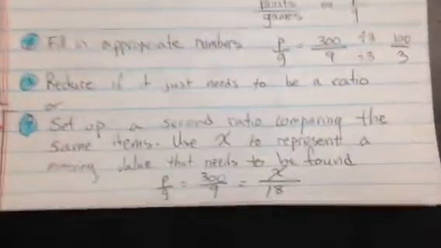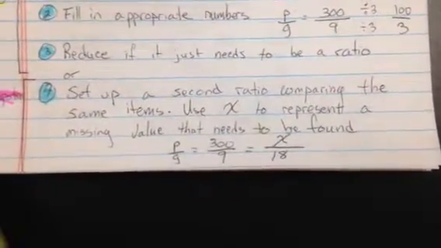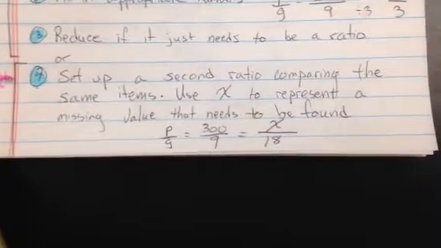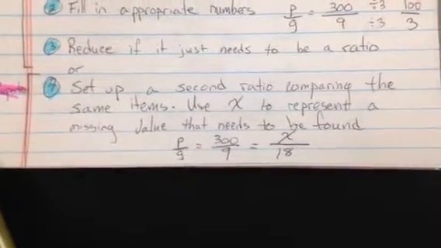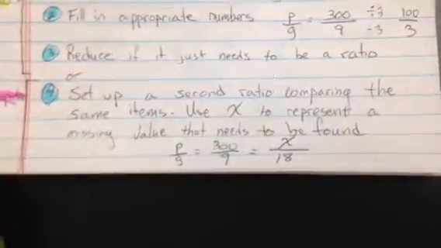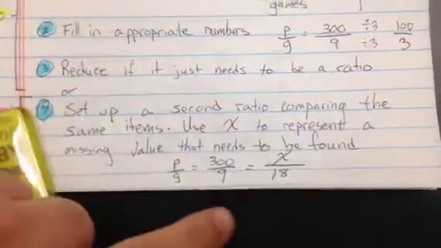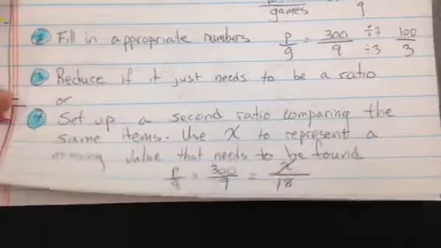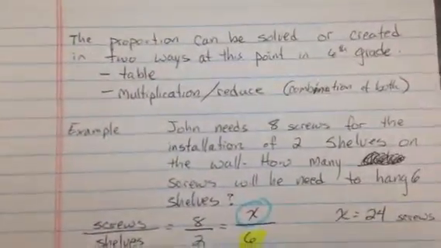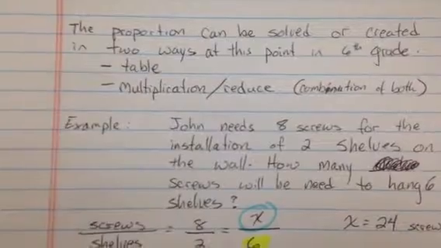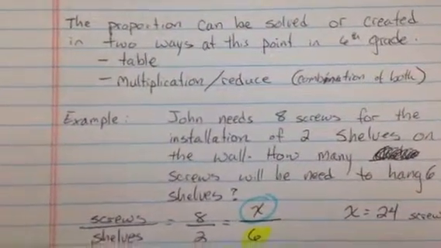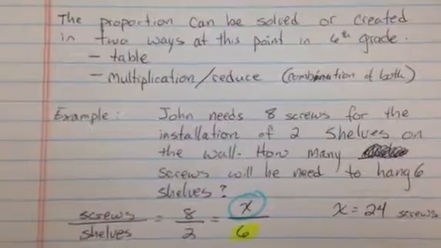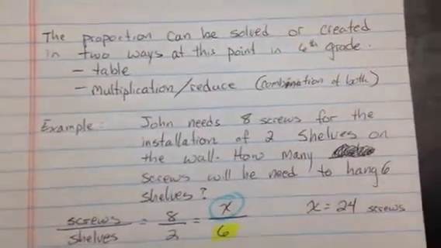But we're going to continue on and make a proportion, so we're going to set up a second ratio comparing the same items. We're going to use X to represent a missing value that needs to be found. Points per game said 300 compared to 9. We want to find out how many points it would be if it was 18 games, just as a prediction. There's a couple of ways we can do that. For 6th grade right now, we're going to solve proportions 2 ways: one with a table, and another with multiplication or reducing. There may need to be a combination of both depending on the problem.